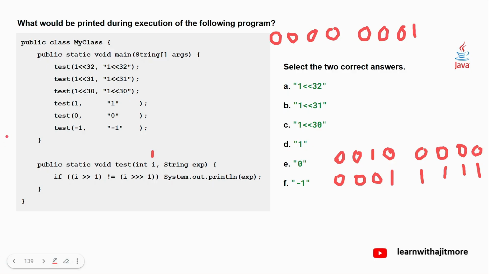But tell me, if I am doing 1 shifting 31 times, what will be the shift distance for 31?